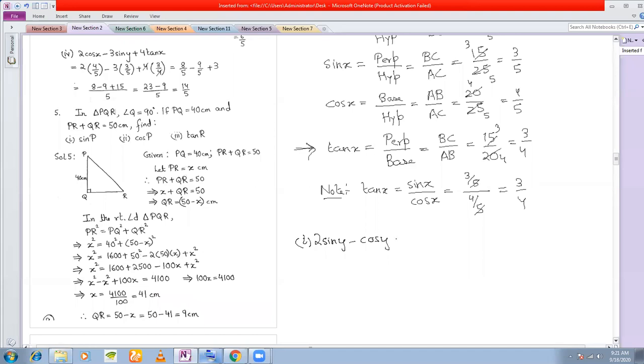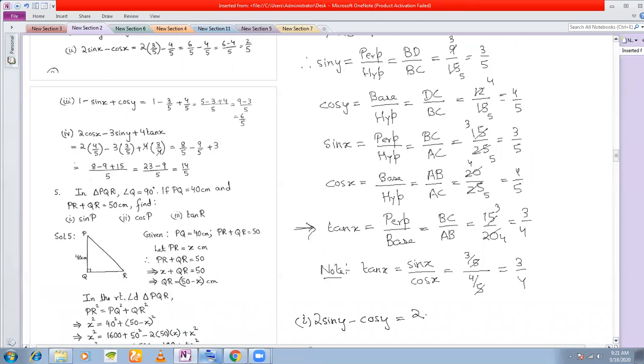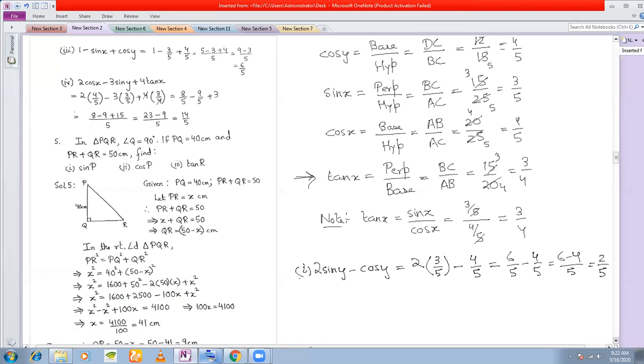Now simply put the values. Twice sin y, you have found this as 3 by 5. And cos y, you have found out this as 4 by 5. So this is 6 by 5 minus 4 by 5, which is 6 minus 4 by 5, which is 2 by 5. So first answer is 2 by 5.